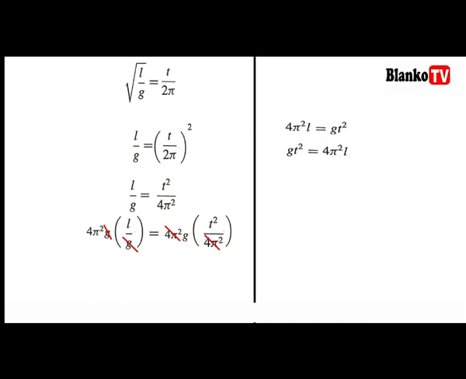So we divide through by T square. Okay, so we have GT square over T square equals 4 pi square L over T square. So T square will cancel T square, so our G now becomes 4 pi square L over T square.